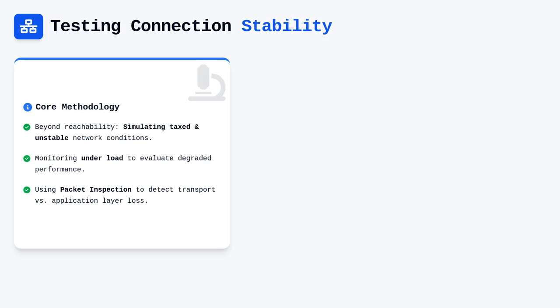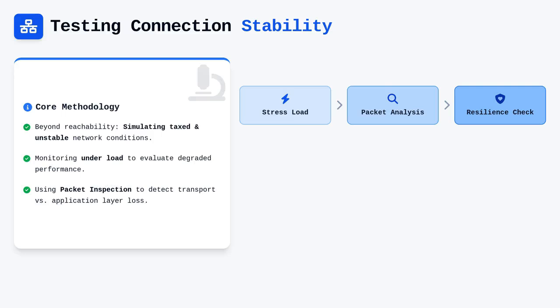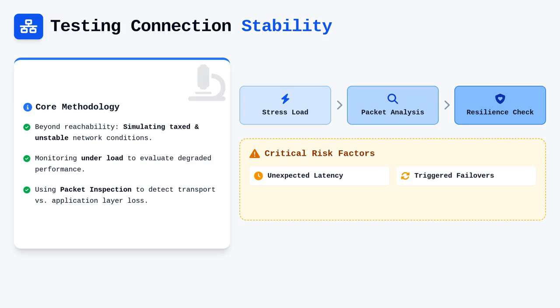By capturing traffic, we can observe the health of the connection and identify if packet loss is occurring at the transport or application layer. This is particularly important when evaluating the integration between the vault and external systems, as unexpected latency can trigger failovers in high availability configurations.